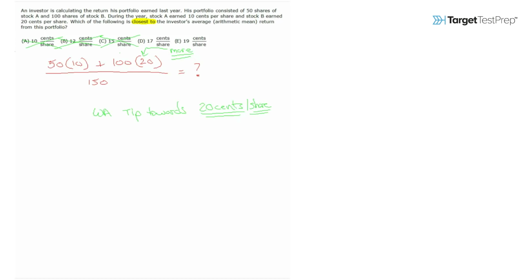So the most logical answer here is going to be not 19, certainly not 15, somewhere in the middle of that, which is 17 cents per share. And what you'll notice in a question like this is that this question was actually designed for you to be able to come up with a logical estimated guess. Not every weighted average question is going to allow for that.